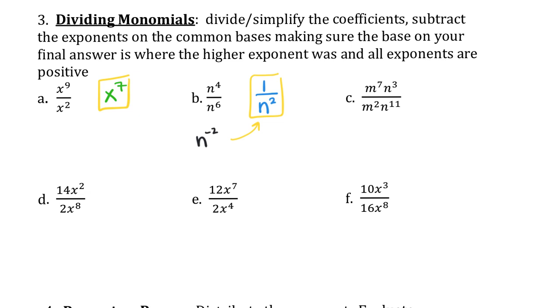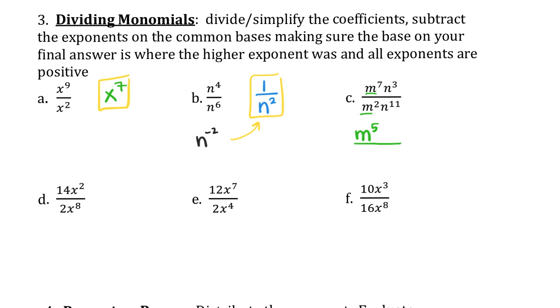Okay, let's just look at the m's first. I have m to the 7 at the top, m to the 2 at the bottom. What am I canceling out? I'm canceling out 2 of them. If I cancel out 2 of them, 7 minus 2, I'm left with m to the 5th. Is the m to the 5th at the top or the bottom? Top, because there's more m's at the top. So m to the 5th is at the top.